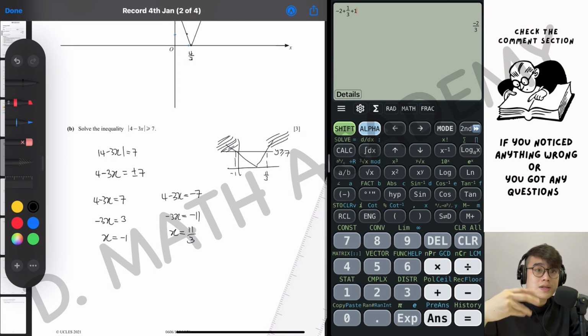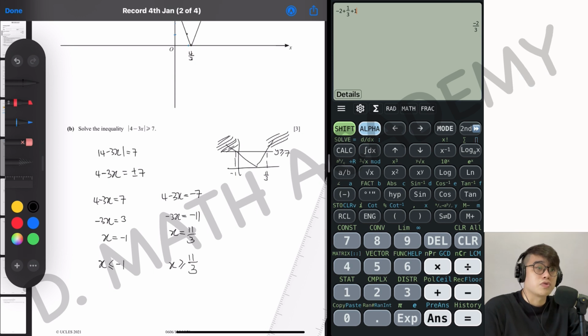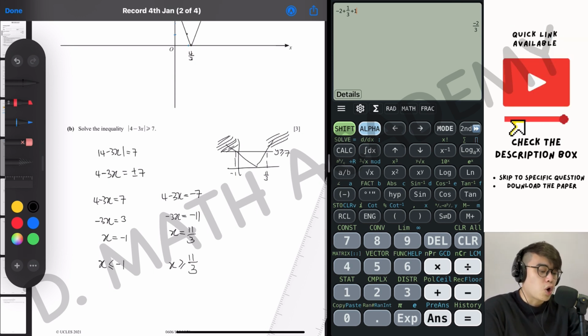So the inequalities that fulfill this will be x less than or equal to negative 1 and x more than or equal to 11 over 3. So that's how you solve this part B over here. Relying on the graph will be the ideal solution for this particular type of question.